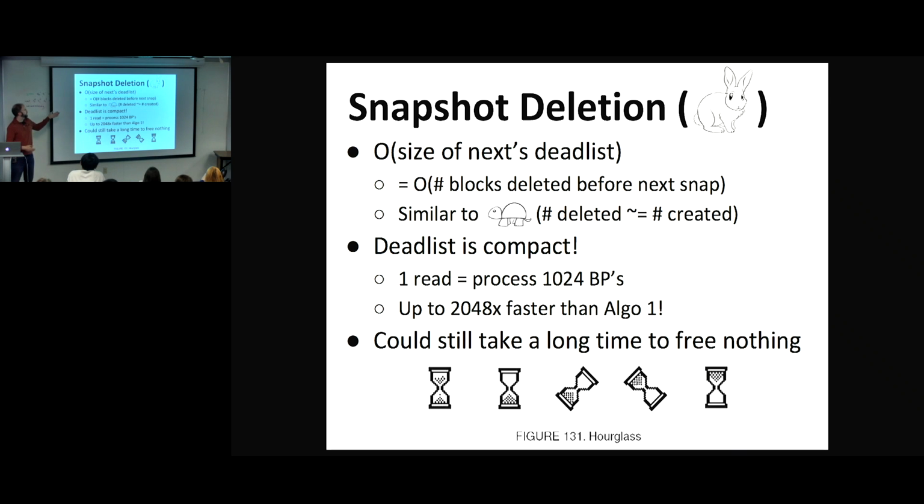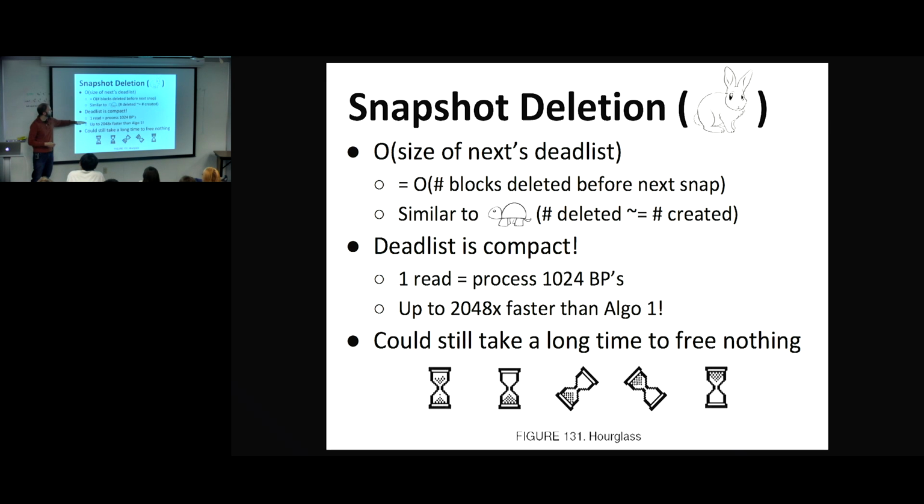So how long does this take? Well, as we saw, we don't have to look at the tree of blocks. We don't have to look at the next snapshot. We just look at the next snapshot's dead list, so it's however big the next snapshot's dead list is. This is going to be the number of blocks deleted before the next snapshot, which is similar to the previous turtle algorithm, because in the long run the number of blocks deleted is going to have to be similar to the number of blocks created. But the big win here is that this dead list is stored compactly.